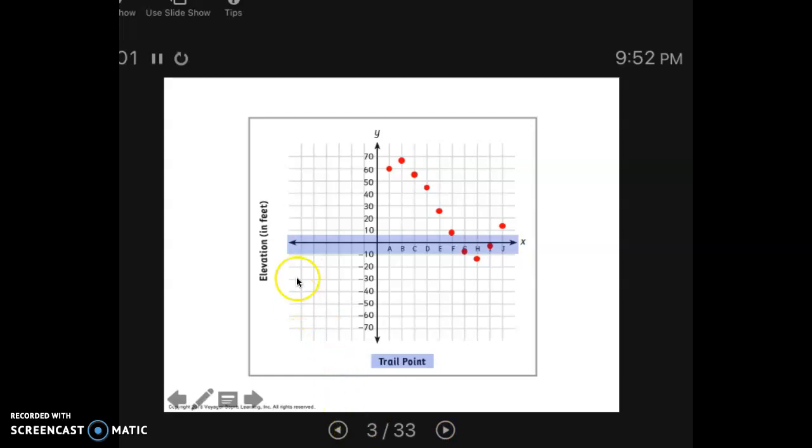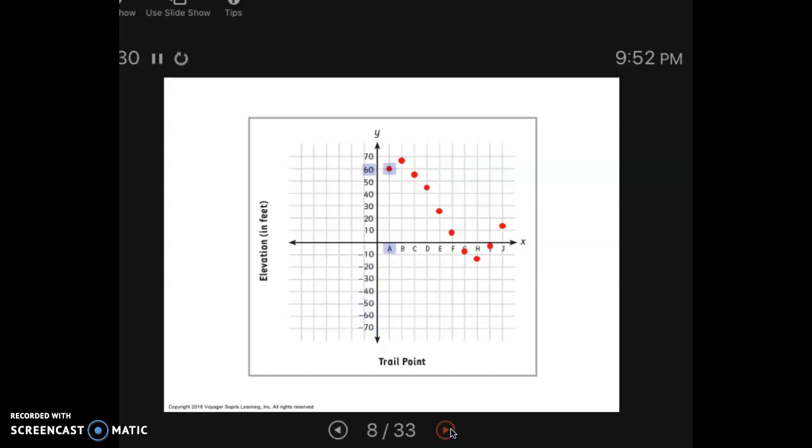The x-axis represents the trail points. Now we look at the y-axis. These numbers represent elevations in feet. 0 represents sea level. The points with positive elevations are above sea level. The points with negative elevations are below sea level.